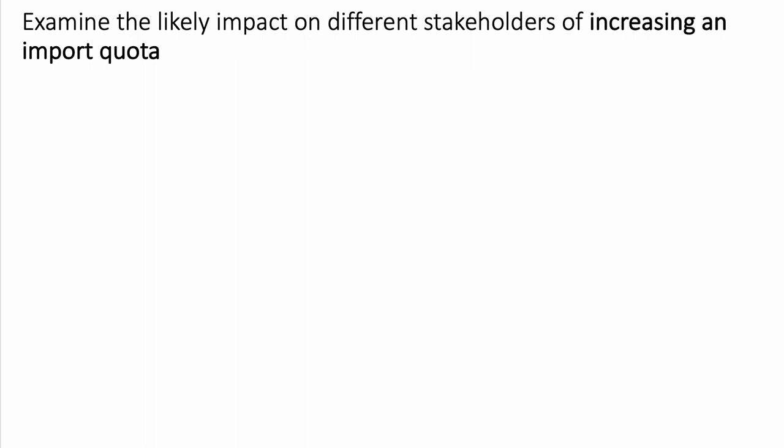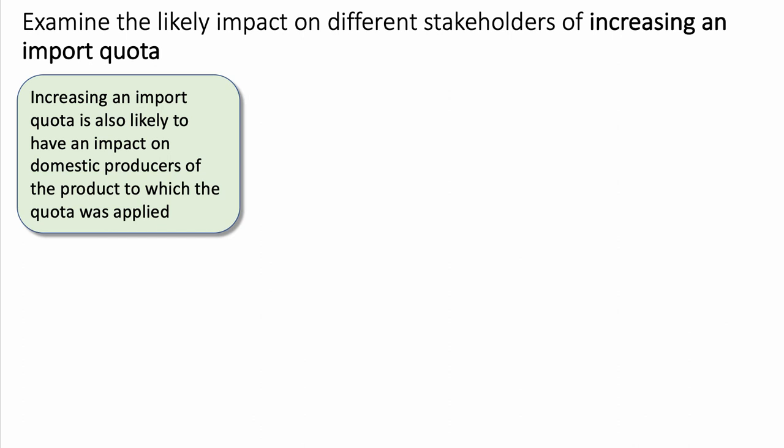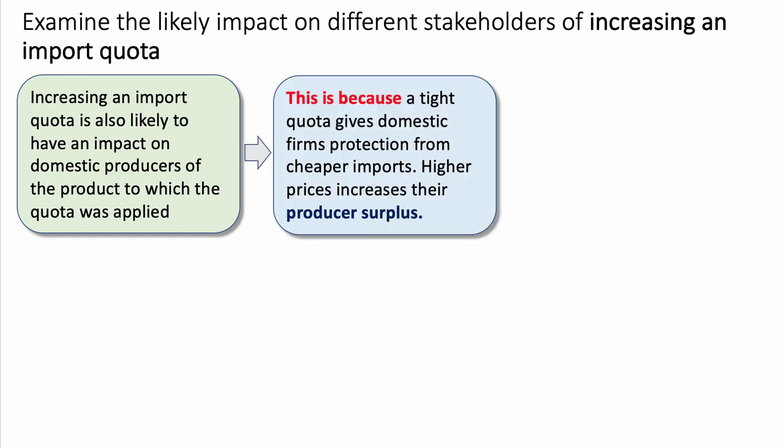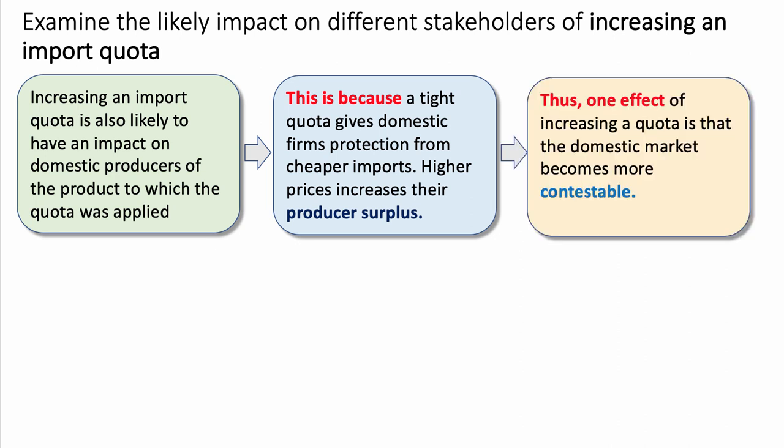My second point, because we're asked to talk about the likely impact on different stakeholders, is to focus on domestic producers. Increasing a quota is also likely to have an impact on domestic producers of the product to which the quota was applied. Again, a connective phrase here. This is because a tight quota, a small quota, gives domestic firms a lot of protection from cheaper imports, and higher prices increases their producer surplus. Thus, one effect of increasing the quota is that you're making the market for rice, for textiles, for sugar, for example, more contestable. Good word to use from A2 Micro.